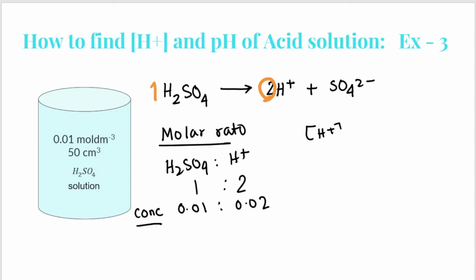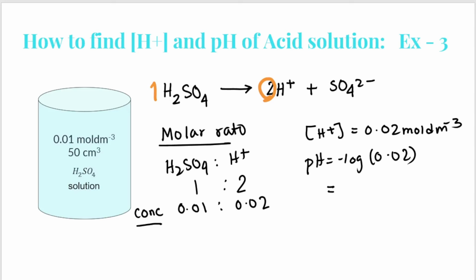Therefore, we can rewrite the hydrogen ion concentration and find the pH as minus log 0.02, which equals 1.699, which we can round to 1.7.